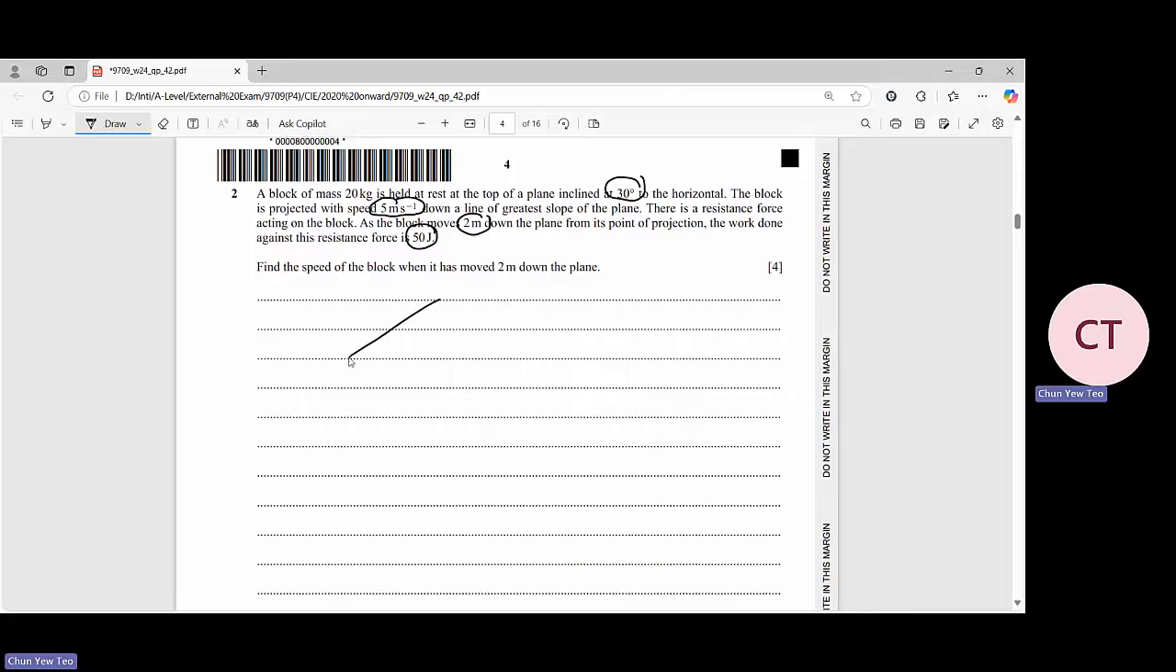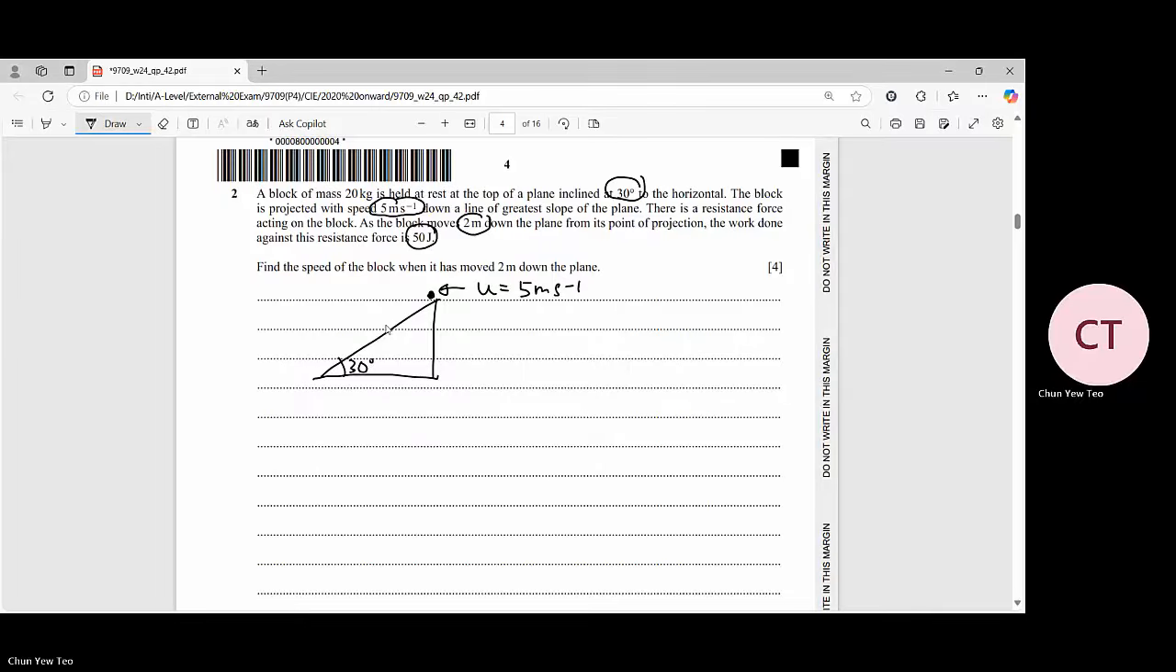So we can draw a diagram over here. This is a 30 degree incline. So you have a particle starting from moving down with a speed of 5, moving down with a speed of 5.